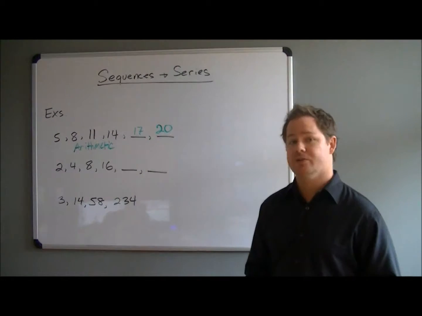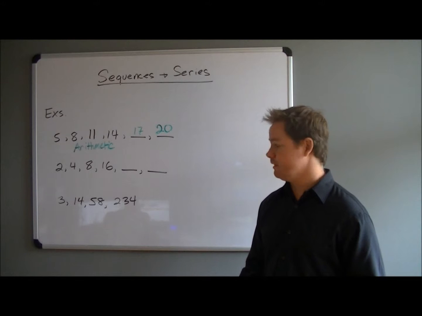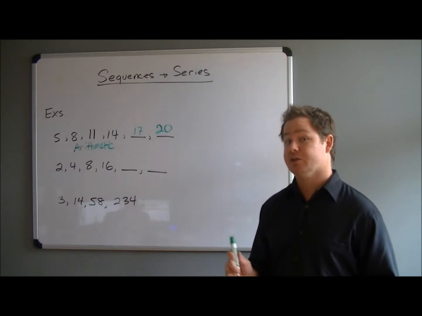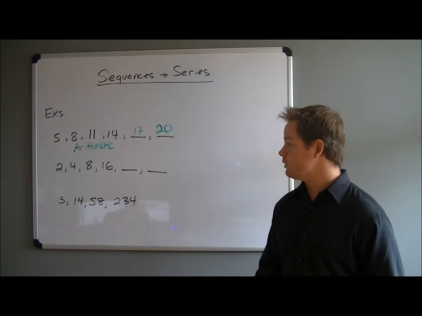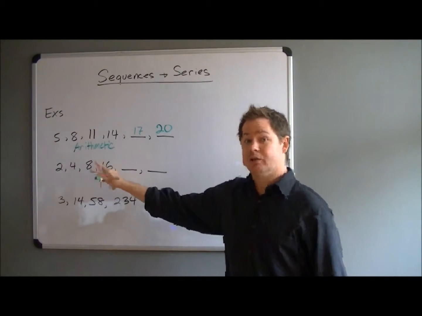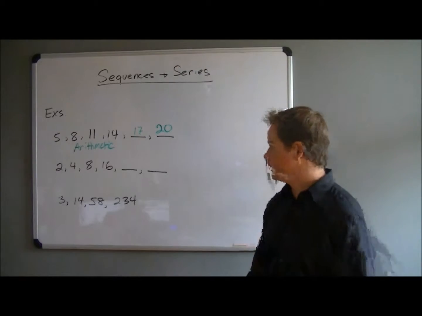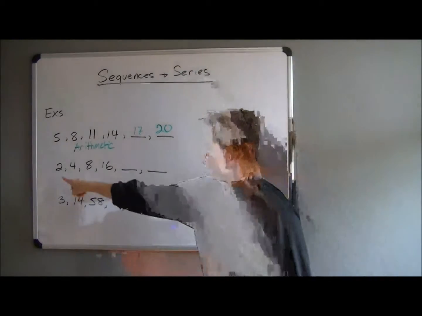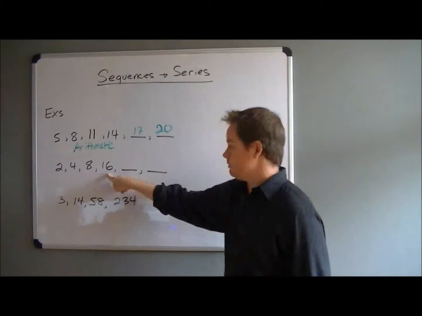So let's see what we are doing to get from one term to the next. If you said multiplying, correct. And even more specifically, what are we multiplying by to get from one term to the next? If you said we're multiplying by 2, then you're correct on that as well. And so here, we're doubling each term to get to the next.